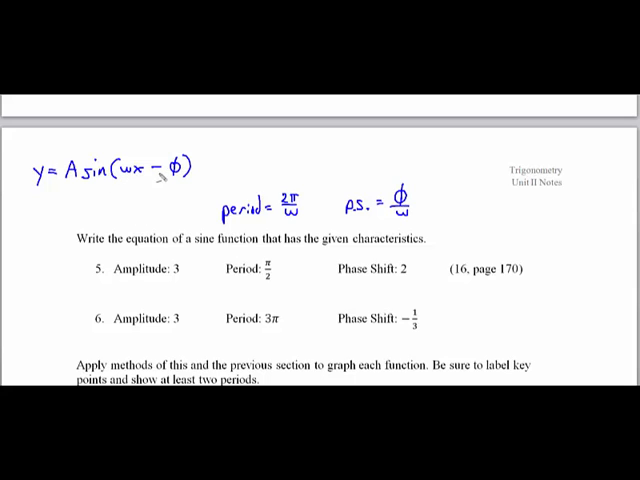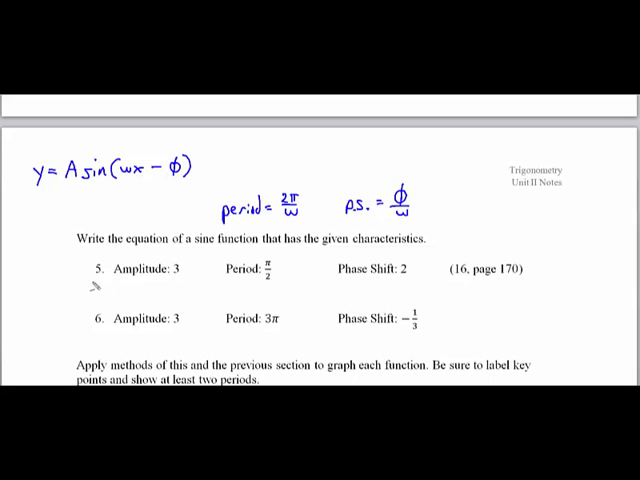Now, one thing you should note is that this equation has a minus as the default for this phase shift, or phi in this case. So whatever we get for phi, we have to put it behind the subtraction sign. That means if this phi comes out positive, it would be negative in this problem.